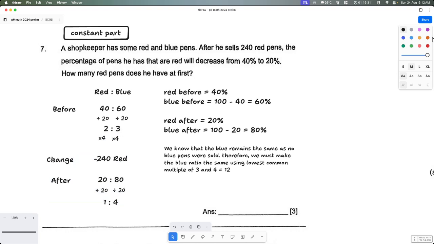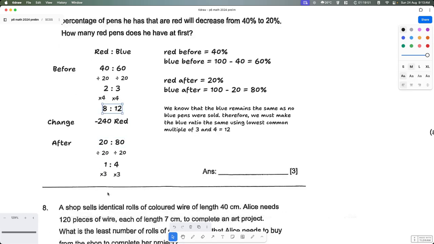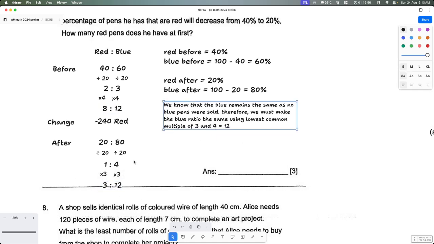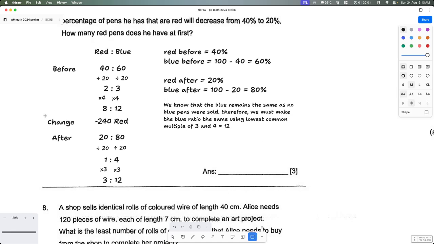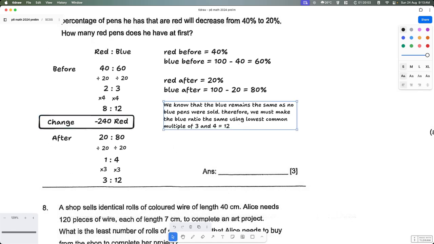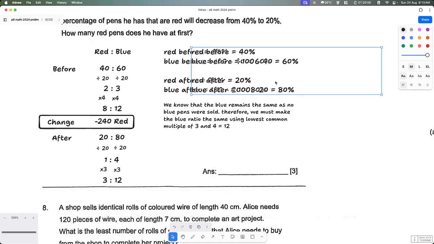So that means the before will be 8 is to 12, and then in the after over here, this will be times 3. Times 3, this will then become 3 is to 12. So now we know the ratio difference. Let me just put a change here so it's easier to see the before and after.